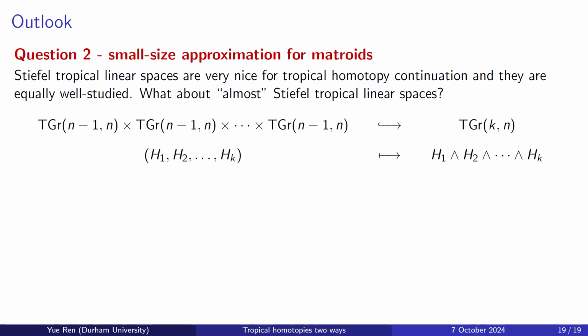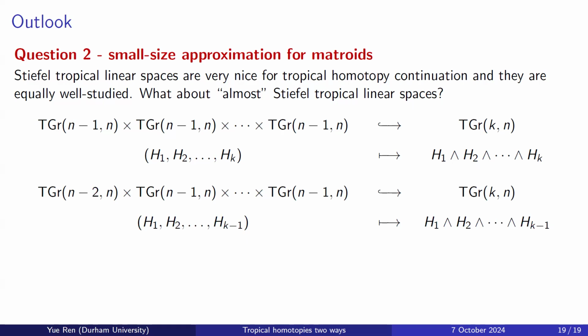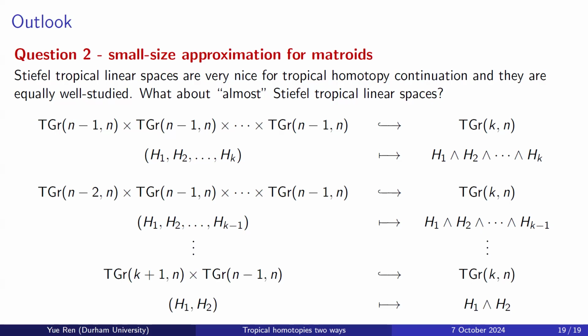Now, the Stiefel tropical linear spaces are super nice, but the problem is there are very few of them compared to all possible tropical linear spaces. There are very few transversal matroids compared to the set of all matroids. But what about tropical linear spaces that are almost like them? Basically, these are tropical linear spaces that are not the intersection of k hyperplanes, but maybe k minus 1 hyperplanes, k minus 2 hyperplanes, and then one tropical linear space of codimension 2. What about this? Or you can go further: what about tropical linear spaces that are a hyperplane intersected with something of one rank higher?